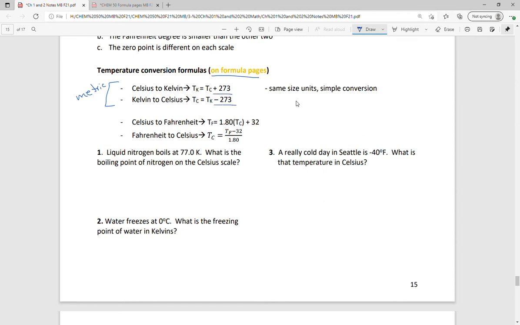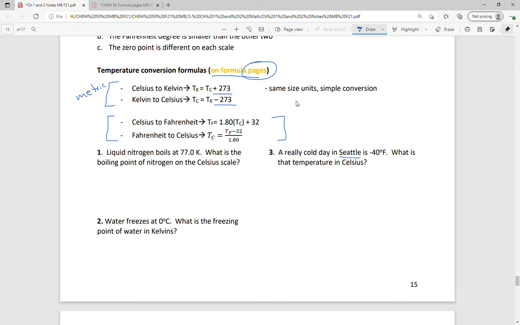It's really simple going within the metric system because they are just offset by that 273 degrees. Going from metric to imperial is of lesser use, but maybe you need to understand a forecast in Seattle or something like that, or your child has a fever and you don't know what the Celsius thermometer is telling you. So these ones can be useful. Again, these formulas don't need to be memorized. They're on your formula pages. So let's take a look at these ones.